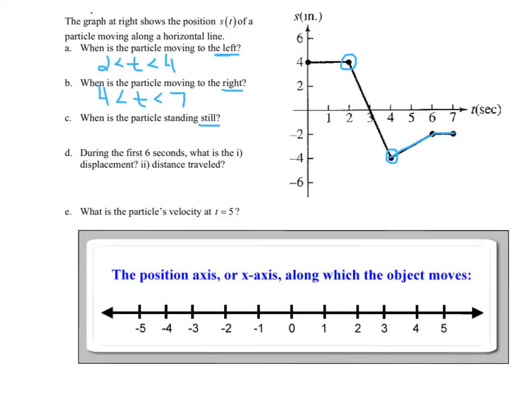When were we standing still? That whole time, we were just locked in at position 4. We weren't moving either left or right. So we'll just say from 0 to 2. I'm not worried about displacement or distance traveled. We'll worry about that when we get into integrals later on.